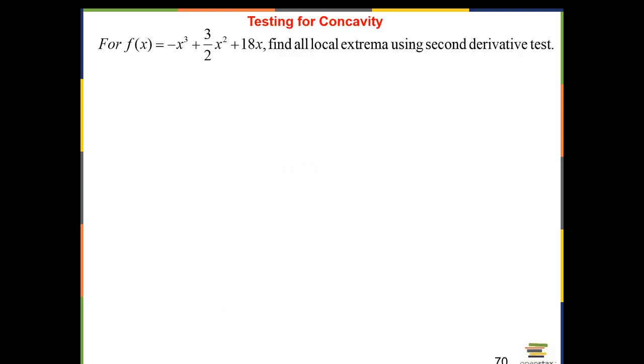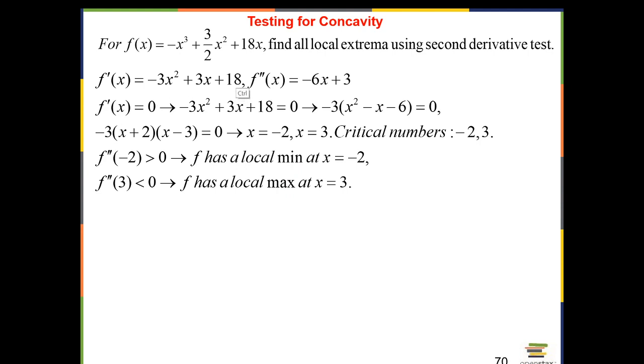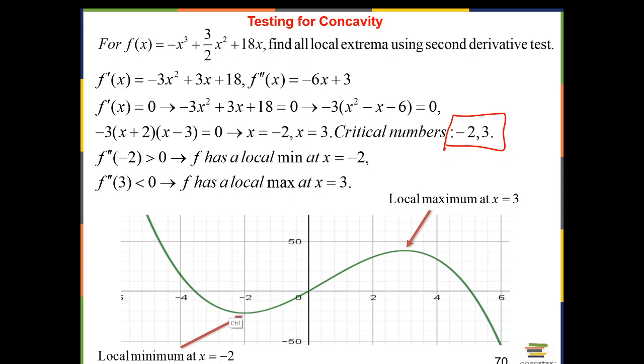All right. Find all local extrema using the second derivative test. Okay, so let's do that. First we take f prime, and then f double prime. We set f prime equal to 0, and we're going to end up with these two numbers. So these are our critical numbers, right? Then we take f double prime at -2 and see whether it's positive or negative. What is f double prime at -2? It's positive, right? If we put a -2 here, that would be 12 plus 3, 15, which is positive. So we have a local min at -2, and at 3, f double prime is negative, so we have a local max, right? And the picture of this looks like this. So that's a local min, and that's a local max.